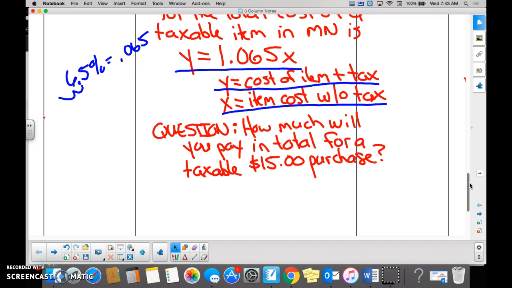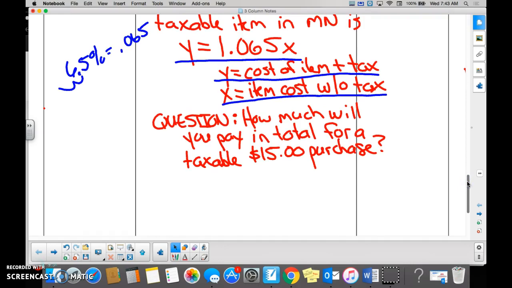And let's just say it's a taxable t-shirt. Even though clothes in Minnesota aren't taxed, we're going to pretend they are for now. So you need to pay for the t-shirt, plus you need to pay the tax. So what the cash register person is going to do is take your t-shirt, scan it, it's going to automatically go into the computer, and the computer is going to use this formula, y equals 1.065x. Okay? So it'll spit out a number, and that's how much you owe.